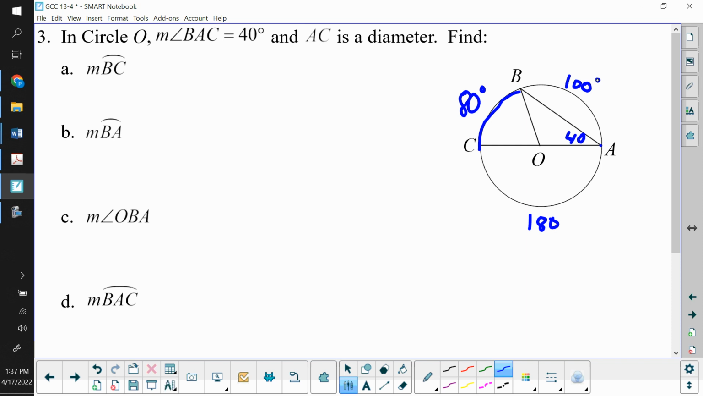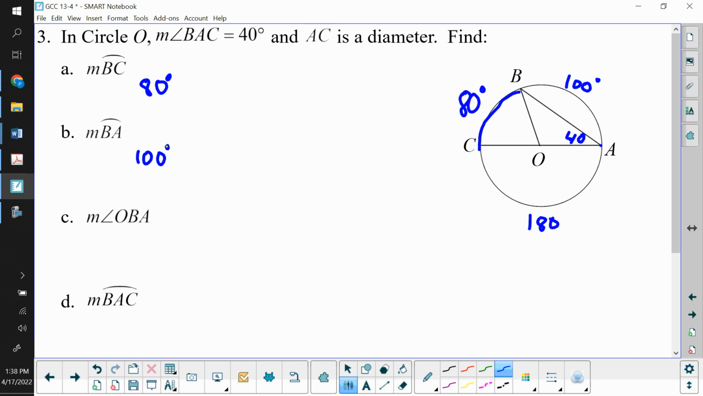So I like to, if possible, find all the arcs before even looking at the questions, because again, you can answer any question they throw at you if you've got your arcs. And notice we've already answered some of the questions. BC was just 80 degrees. BA arc was 100 degrees.